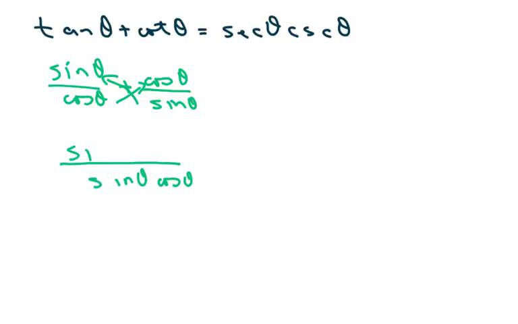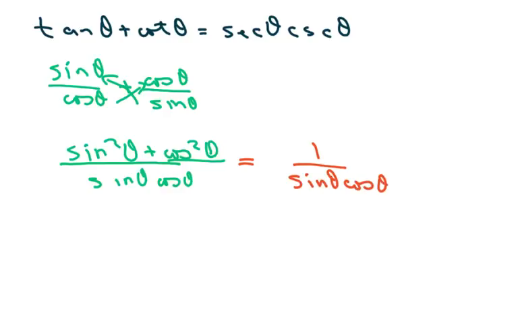So we're getting sine squared plus cosine squared. Now we know that from our Pythagorean identities, this is 1 over sine of theta cosine of theta. Now it still doesn't look like that, so I'm going to go ahead and just split this up. 1 times 1, so this is 1 over sine of theta times 1 over cosine of theta.